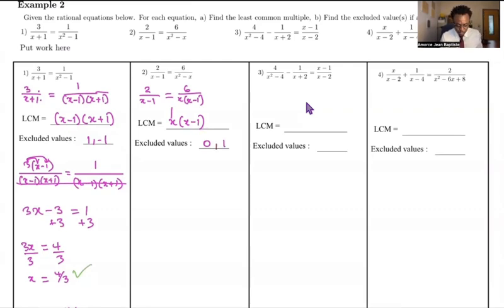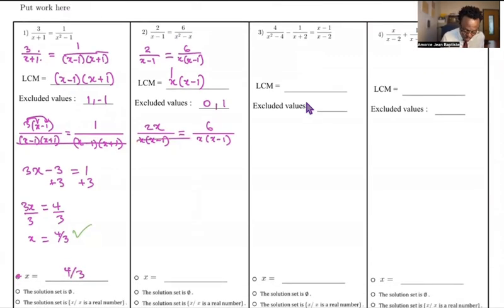So, look for the common denominator. That's going to be x times x minus 1, x times x minus 1. How do you get x times x minus 1 for this one? You would need to multiply by x. So that's 2x. How do you get x times x minus 1 here? It's already x times x minus 1, so it's just going to be the same thing.